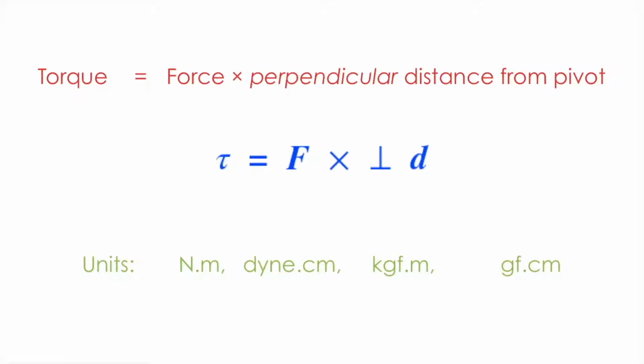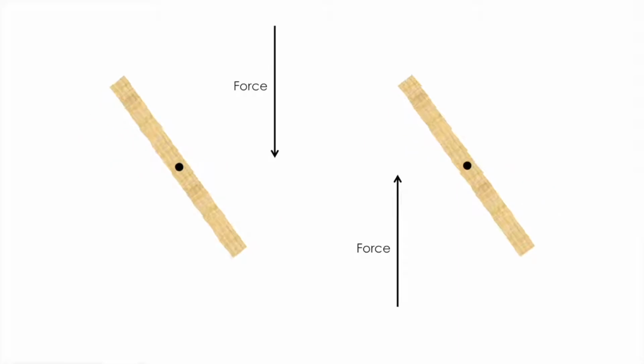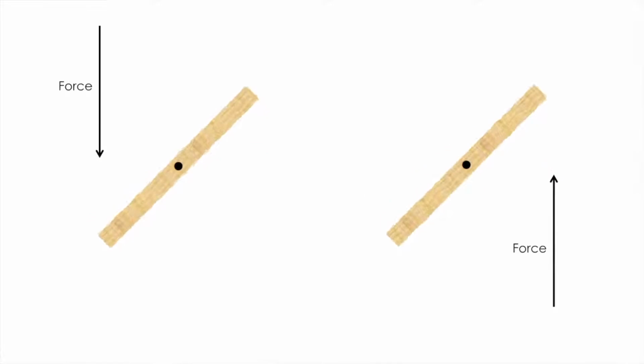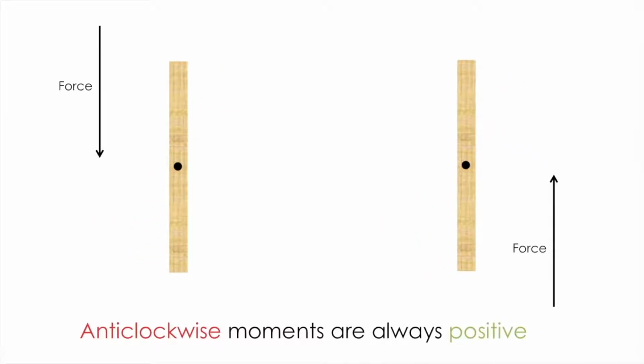Now torques can be clockwise as well as anti-clockwise. Here we have an example of two forces that cause clockwise moments. So by convention, clockwise moments are always considered to be negative. And conversely, here are two forces that cause anti-clockwise moments. So by convention, anti-clockwise moments are always considered positive. So how do we use all of this to solve a problem?